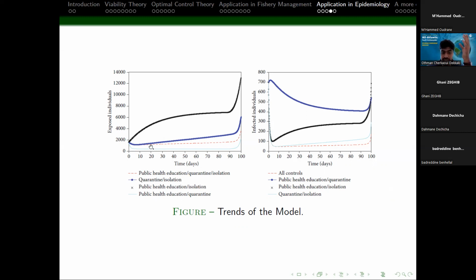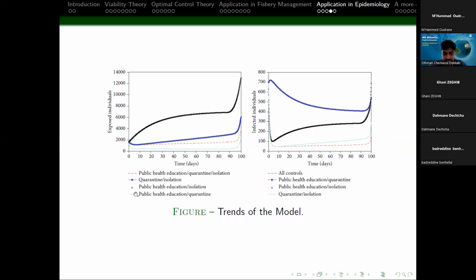It's the dotted red line. You're going to see that the exposed individuals are low, and one day it will shoot up. It's the same with the infected people. It will be low, and one day it will shoot up. What we understood about this is that one day the quarantine will end. One day people will stop being isolated, and one day people will just get done with the education and get done with everything. So one day it will shoot up.